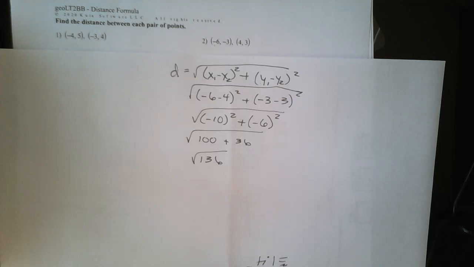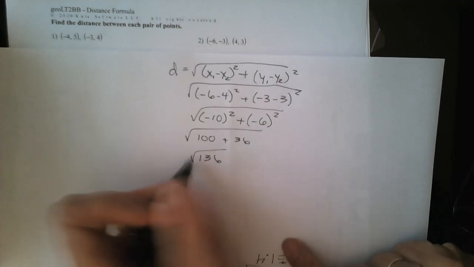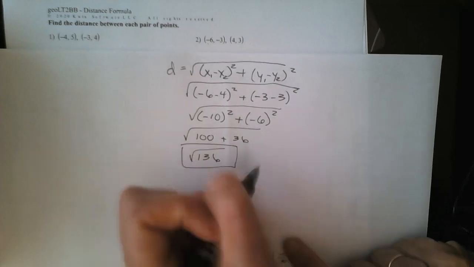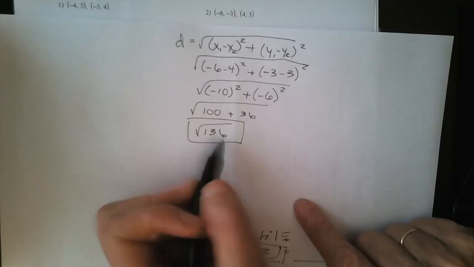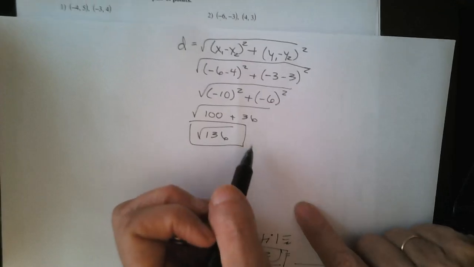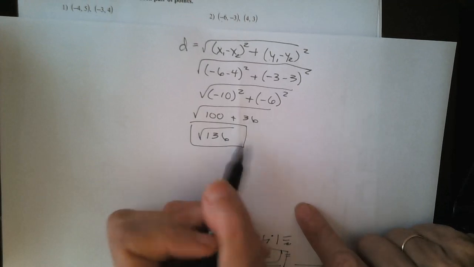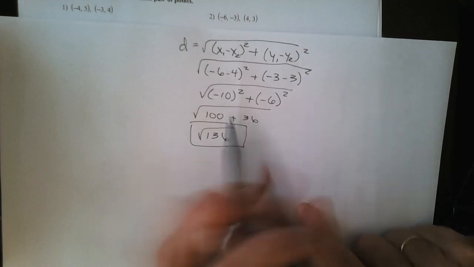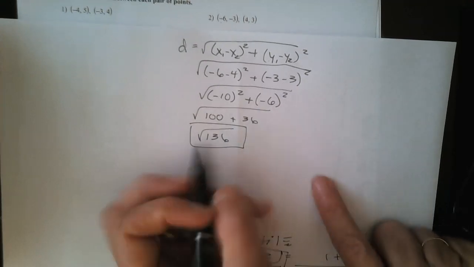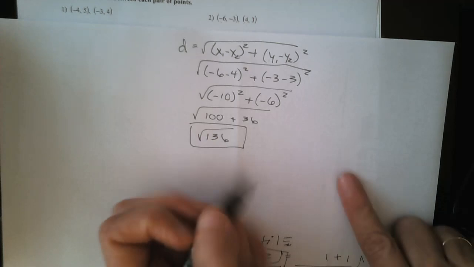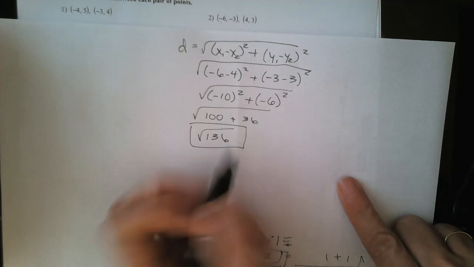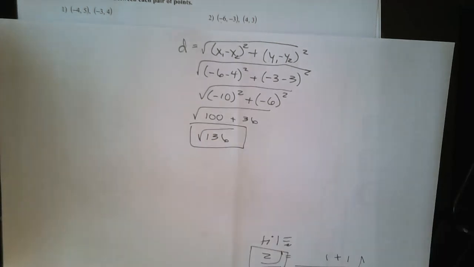All right. So this answer right here, this is basic. If you want to get a 4 on this assignment, if you want to get an A on it, you got to go farther. So here's what you got to do to go farther. Square root of 136 is what they call unsimplified.